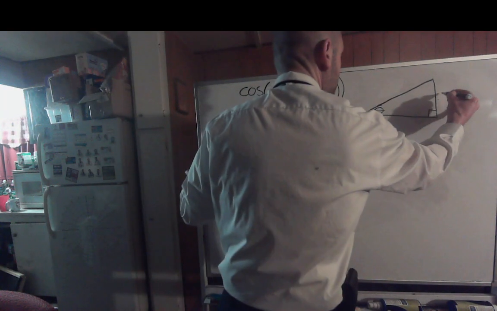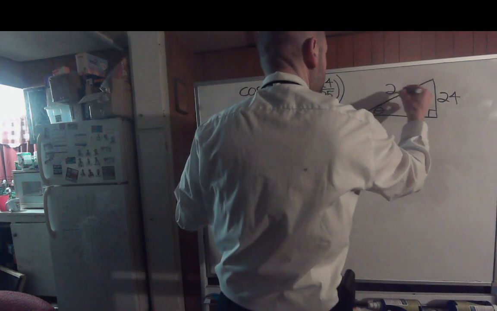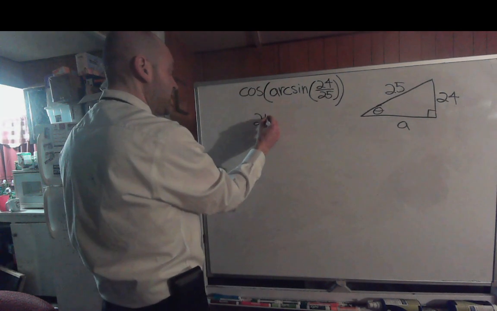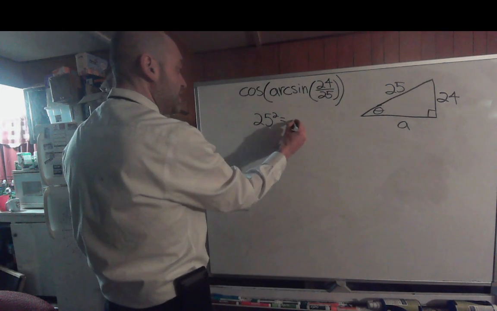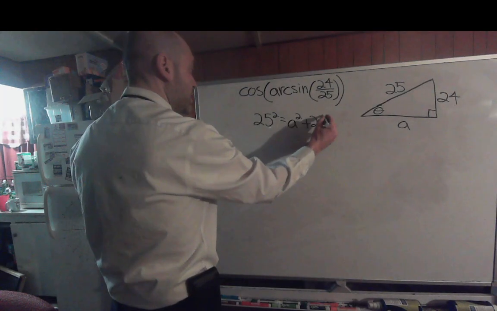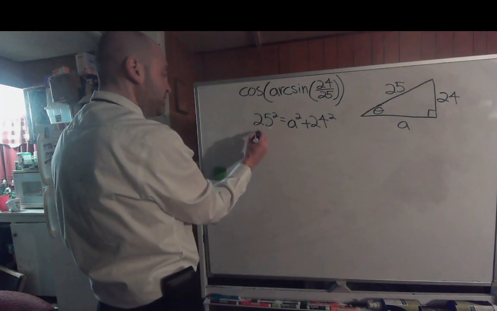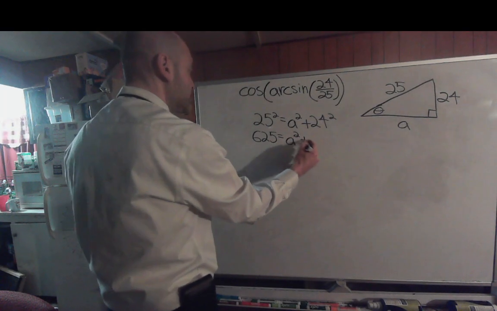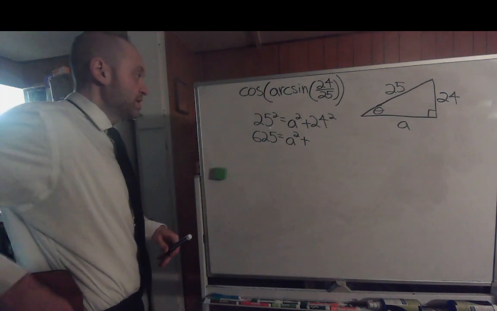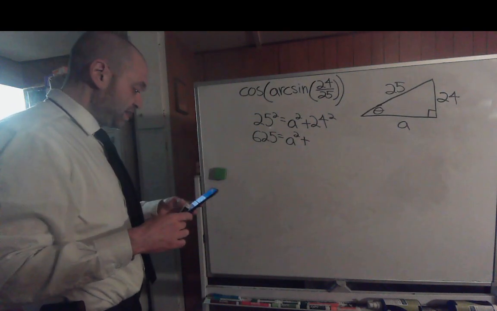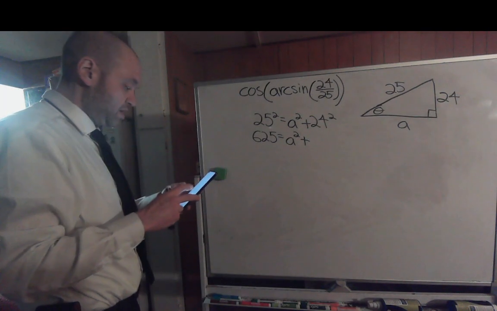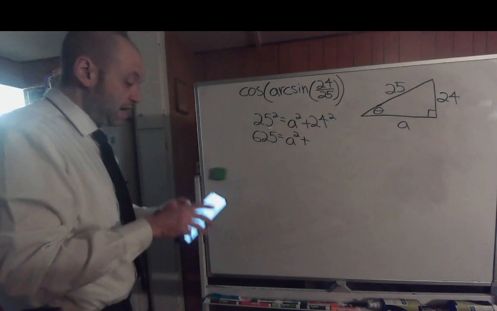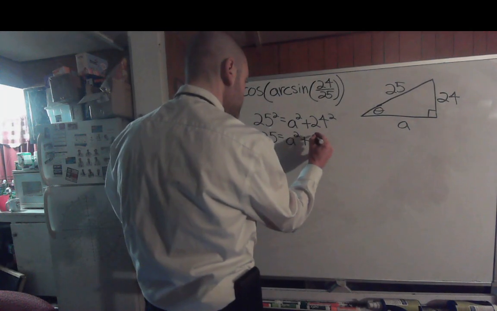Well, so we know the sine is 24/25. So let's go ahead and find side A. So that means that 25 squared equals a squared plus 24 squared. So we know 25 squared is 625. That's going to equal a squared plus whatever the heck 24 squared is. I'm not quite sure. I want to say 576, but I could be way off. I was right, it's 576.